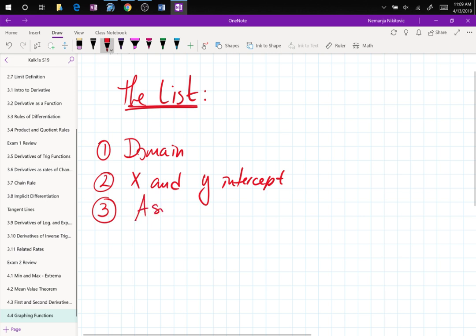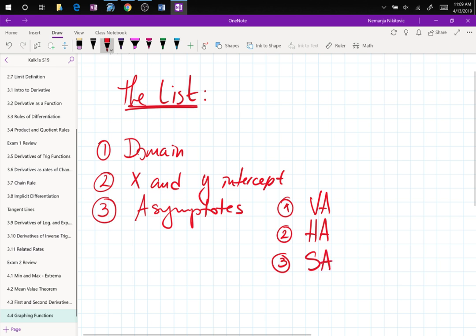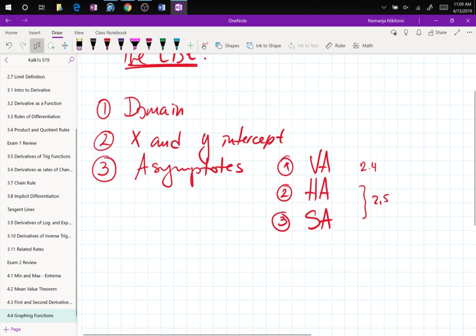asymptotes. So this is pre-calculus and calculus. You have three flavors, right? Chocolate, vanilla, and strawberry. I mean, vertical asymptote, VA. Horizontal asymptote, HA. And slant asymptote, SA. So those are the three types of asymptotes that you guys learned. And you know that this is 2.4 and these two are 2.5. If you need to do the limits and stuff, right, you do it. Usually it's obvious, so yeah.